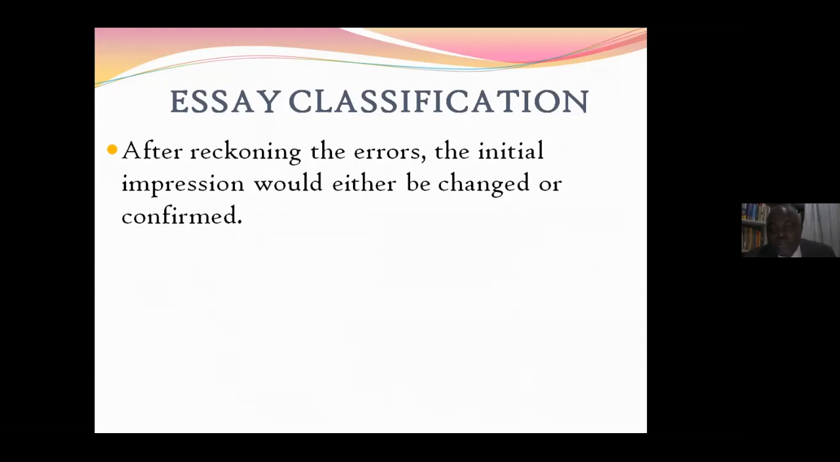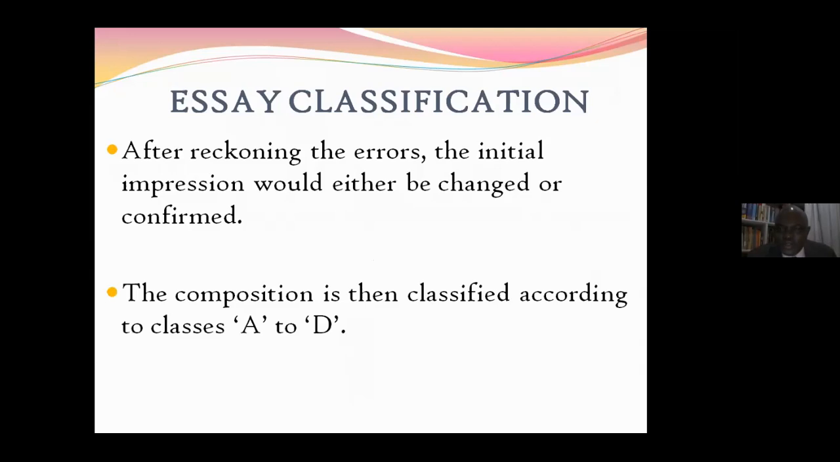That's what we do. So you've marked this script. The first impression, you got impressed because this learner used an eye catcher and then you say, this is a very good script. Then when you start the error analysis, you discover this learner does not know how to spell some words. This learner uses wrong words. The impression already changes. You thought he was a good learner. No, it changes. So that change, okay? The composition is then classified according to classes A to D, okay? So the impression you form will qualify you to make it either A, B, C, or D.